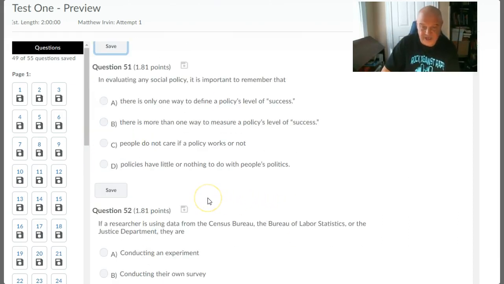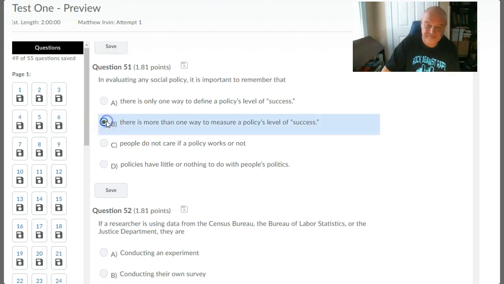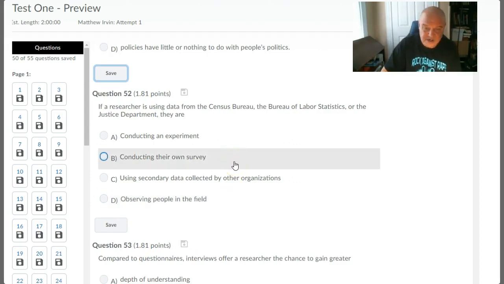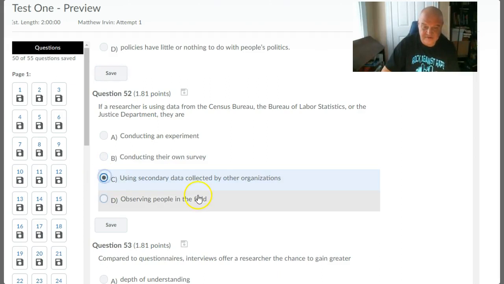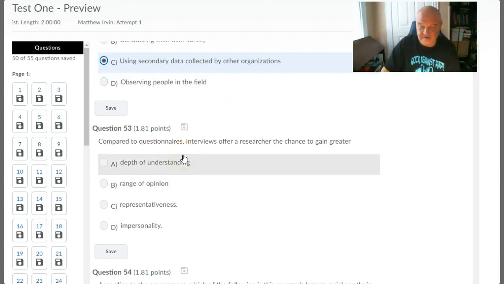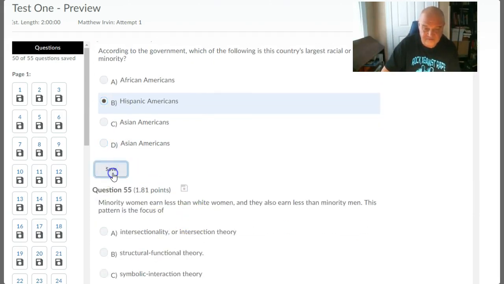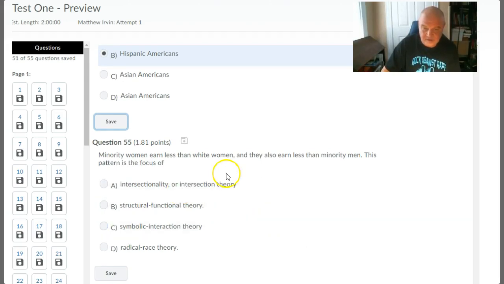Question 51, in evaluating any social policy, it is important to remember that there is more than one way to measure a policy's level of success. Question 52, this is secondary data. Question 53, interviews offer a depth of understanding. And question 54, the largest are Hispanic Americans. And question 55, minority women earn less than white women. That's intersectionality.